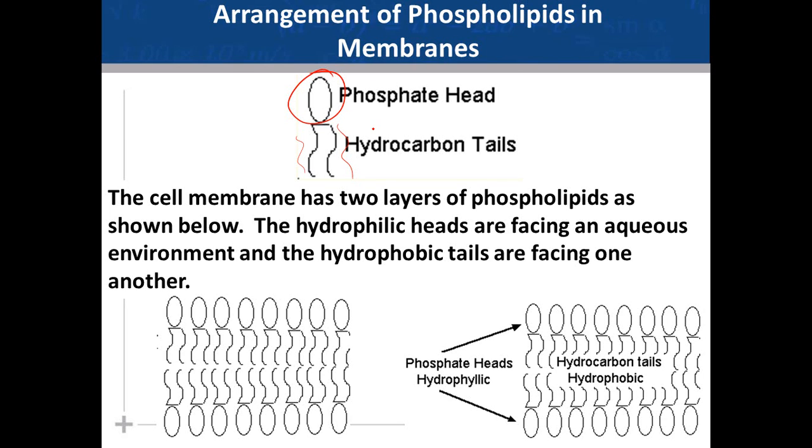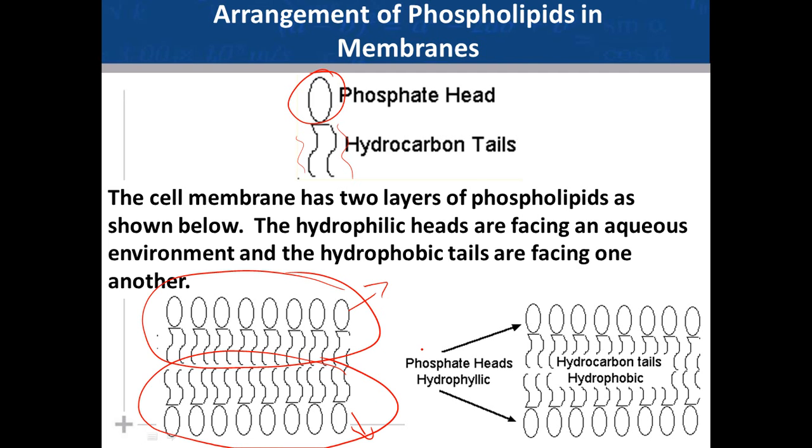Now, inside and outside of the cell, there's water. And the hydrocarbon tails dislike or are not attracted to water. So in forming a membrane, you actually need to have two layers of these phospholipids. And they're arranged in such a way that the heads are attracted to the water inside and outside the cell, and the tails face one another so that they are away from the water. So this is called a bilayer of phospholipids.